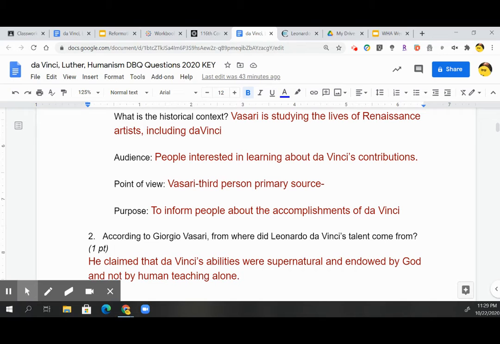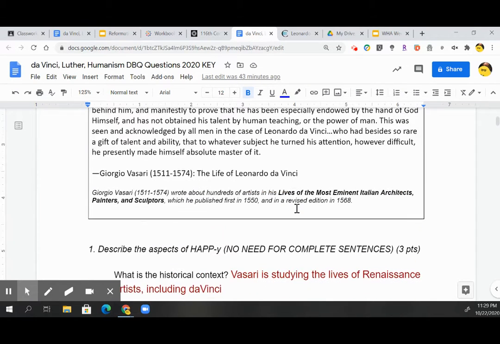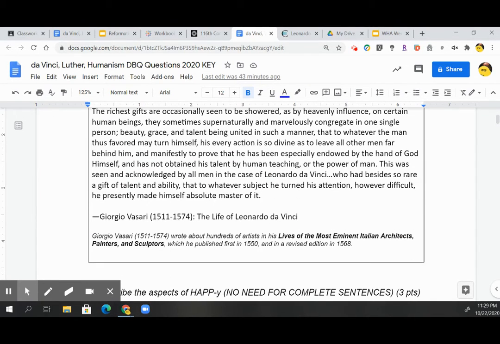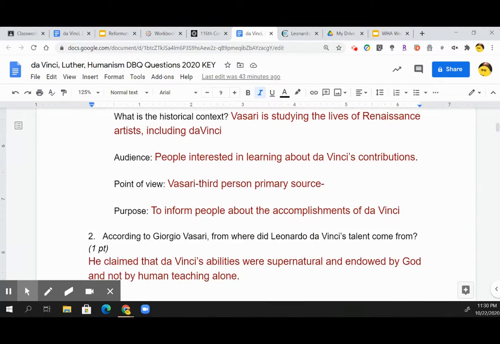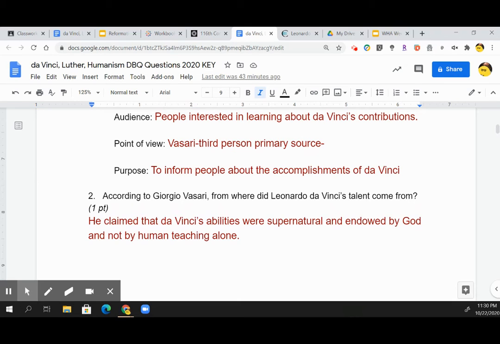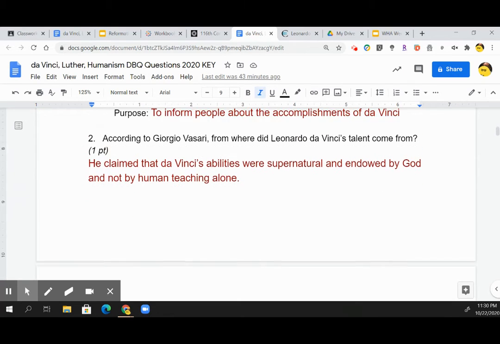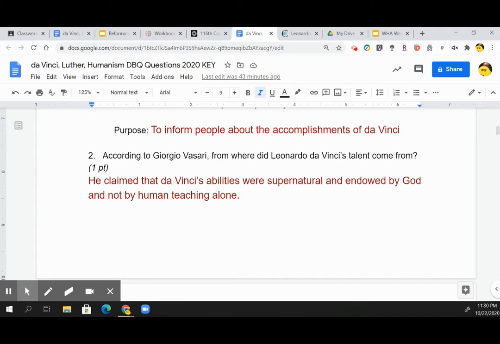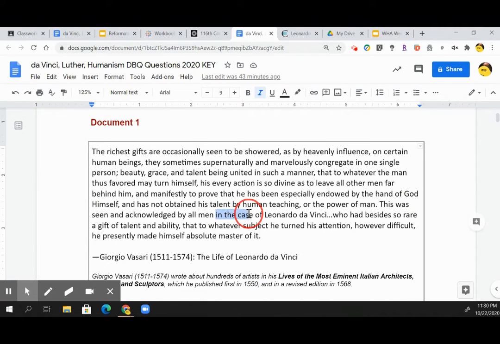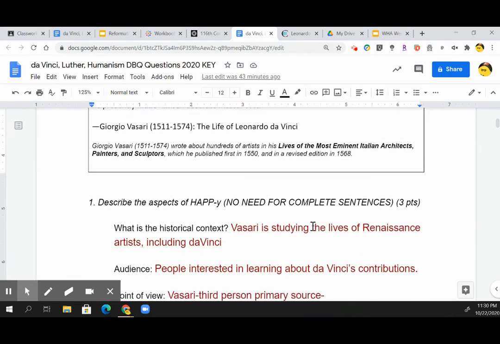A point of view, Vasari is a third person primary source because he's writing it just right after the Renaissance. Da Vinci dies 1519. He's writing this, as you can see, around 1550. And then to inform people about the accomplishments of Da Vinci is the major goal. He claimed that Da Vinci's abilities were supernatural. If you read this, he's talking about how he's using words like supernaturally. He's using words like divine, godly, endowed by the hand of God. So he's using these types of words.